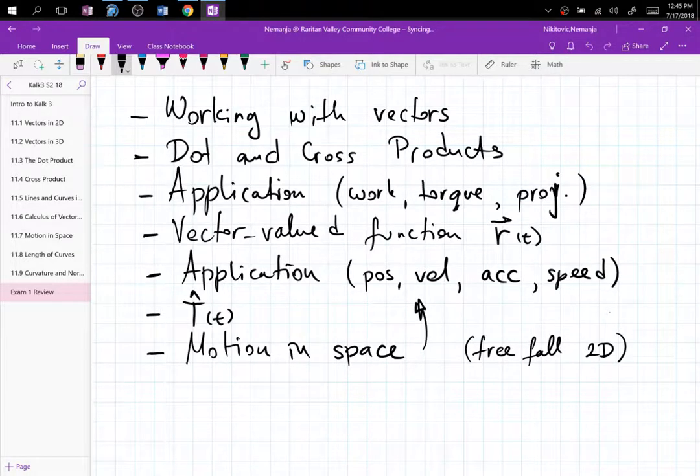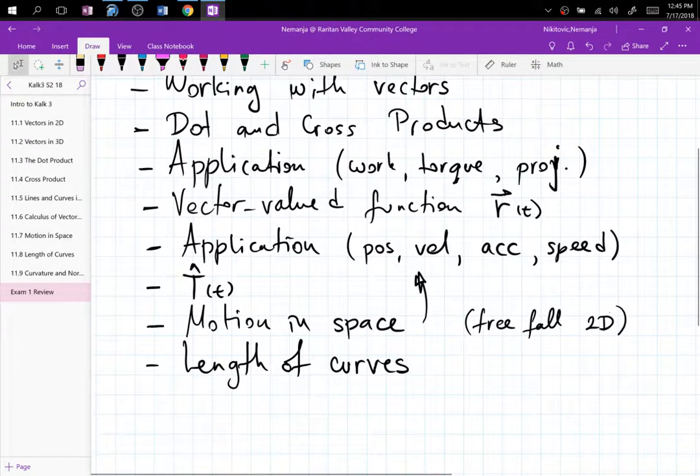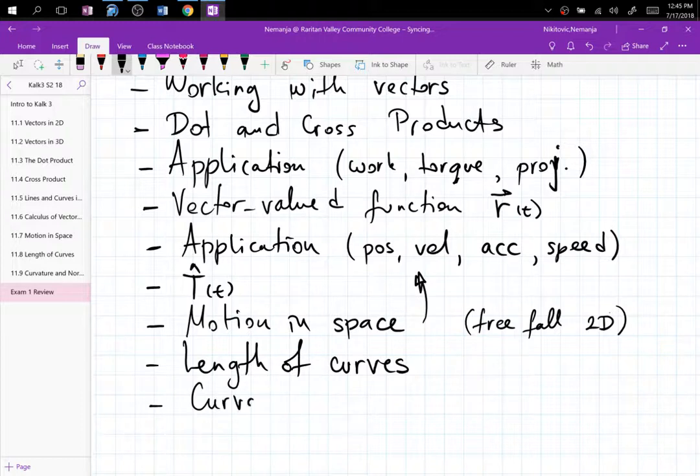The rest is length of curve, we have 3 flavors. We have the Calculus 3 one, the rectangular one with x and a y, and then we have the parametric and polar. Those are the 2 new ones that we brought up. And finally we have this lecture from today, which is the lecture on curvature and normal vectors.